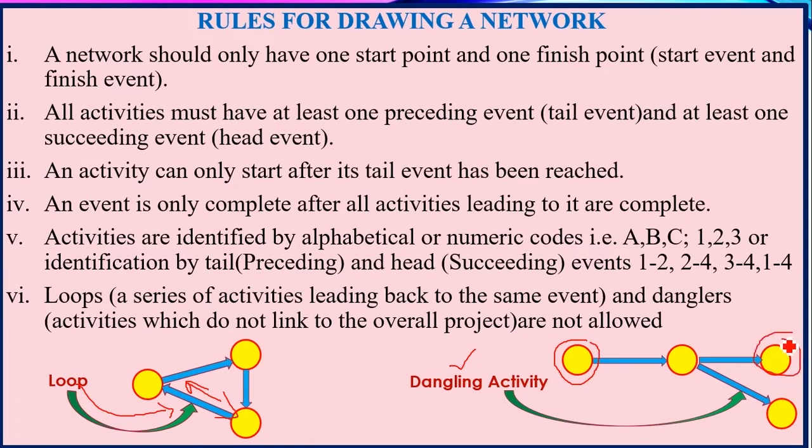But if you look at this one here, there are 2 finish points, and that is led by what we are calling a dangling activity. It is getting outside the real structure of the network, and that is what is leading to 2 ends instead of 1 end. So danglers and loops are not allowed when it comes to drawing of networks.